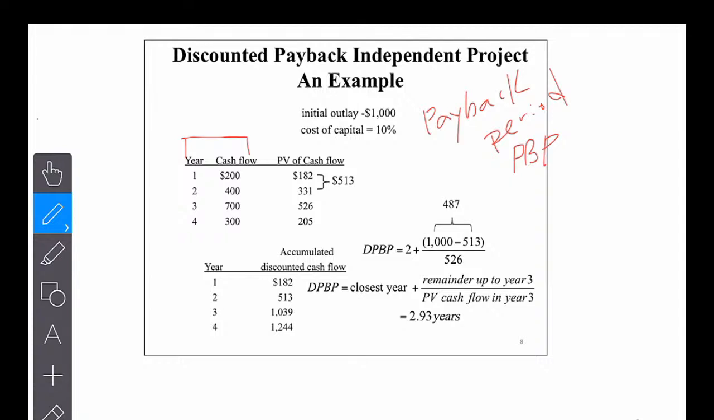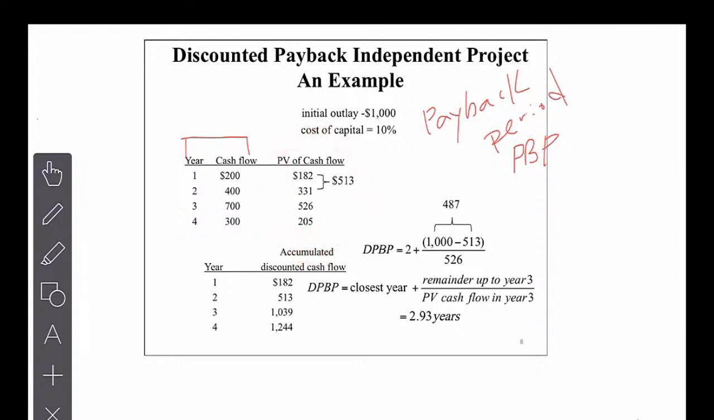So at what point do we get the $1,000 back if we just look at the nominal cash flows? So 200 and 400 makes 600, and then 600, 700. So between the second and third year, you would get it to pay back. That's if you didn't include discounting. Let's discount each future cash flow and work with this instead.